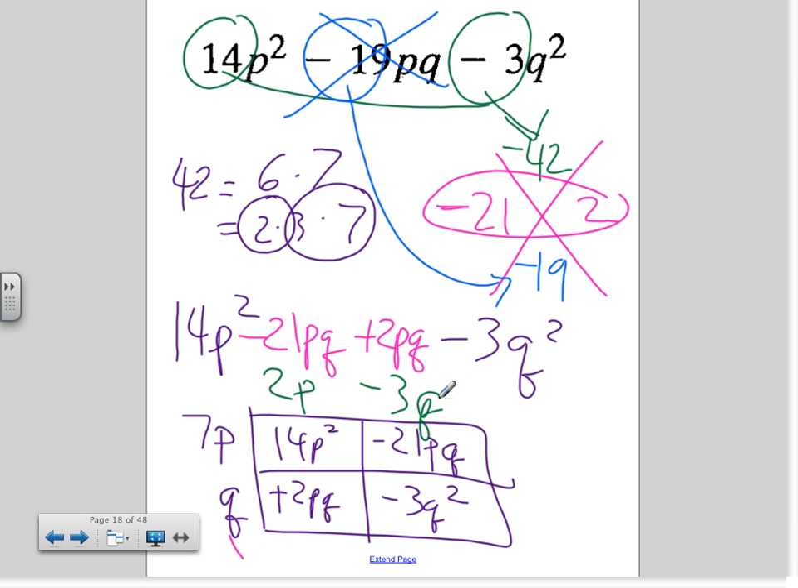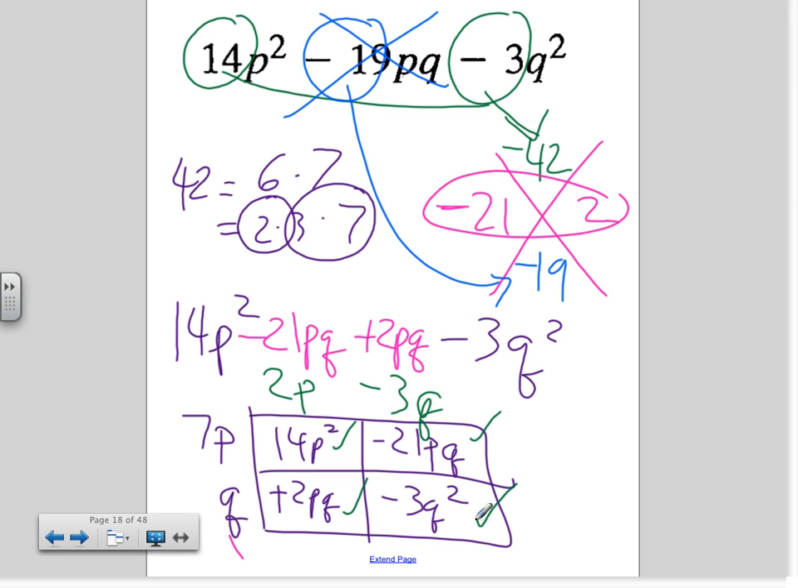So let's verify. Always verify once you're done getting the side and bottom, the left side and the top filled out. So it's 14 p squared. Good. Negative 3 times 7, that's negative 21, and pq is pq. Good. 2p times q, 2pq. Good. Negative 3q times q, negative 3q squared. Good. I got 4 checks.